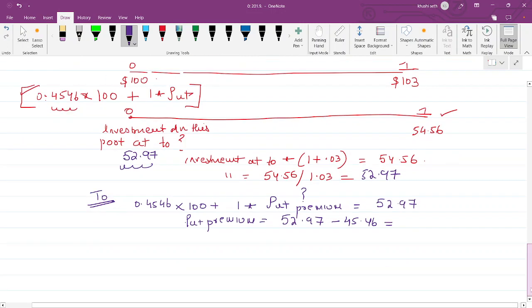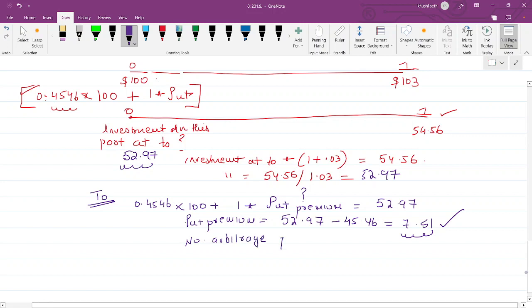कितना आ रहा है? बोलो कितना आ रहा है? ये आ रहा है 7.51. This is my put premium. बोलो clear है? This is the no arbitrage price.